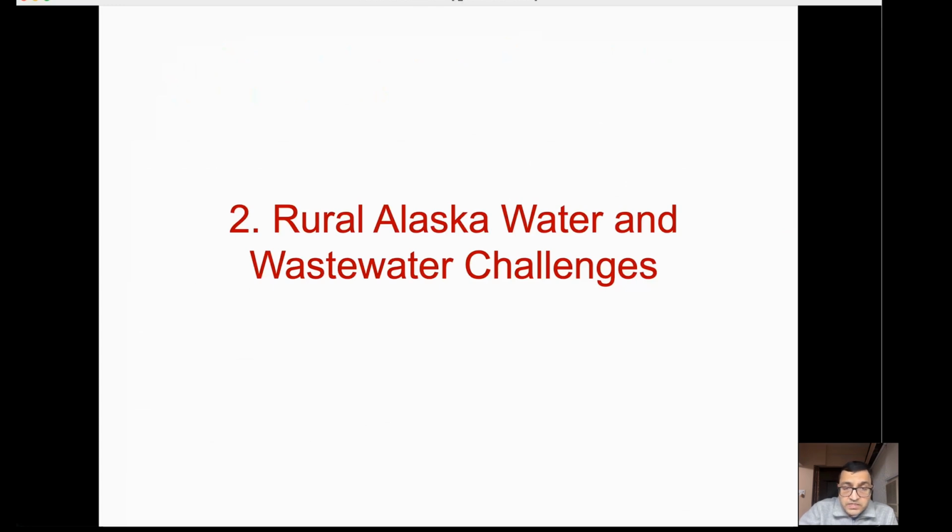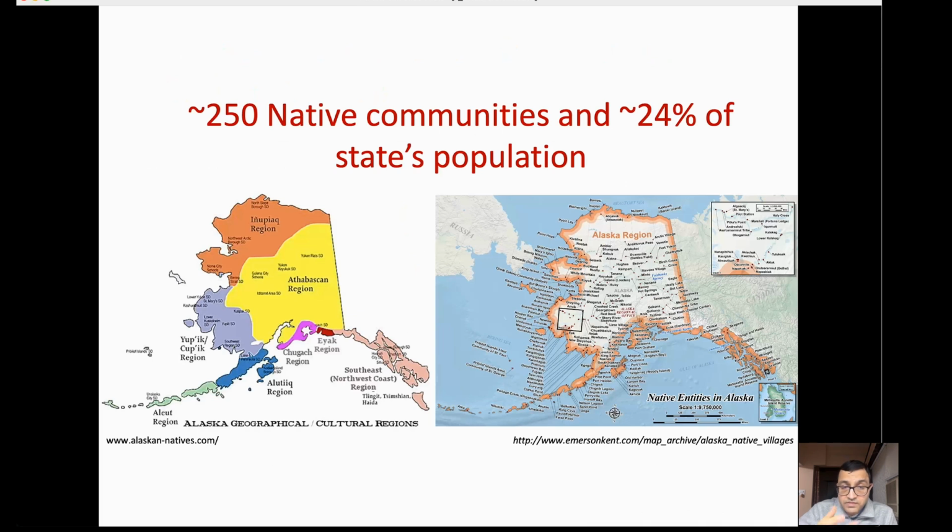Now let's pivot and discuss some of the rural Alaska water and wastewater challenges. Just a little bit of background, which many of you might be aware of. Alaska is home to 250 native communities and constitutes about 25%, or slightly under 25%, of the state's population. And these images are showing some of those communities and the native regions in the state.